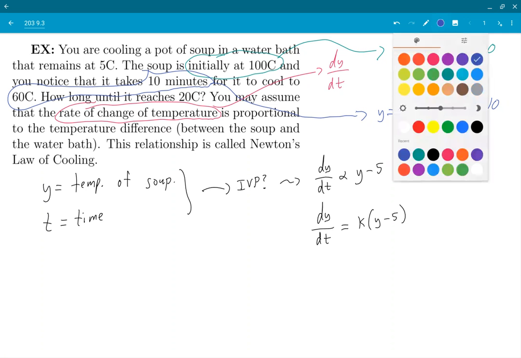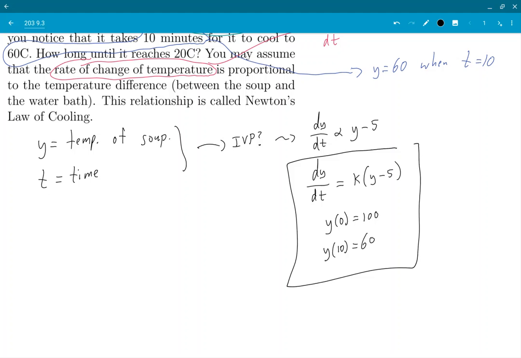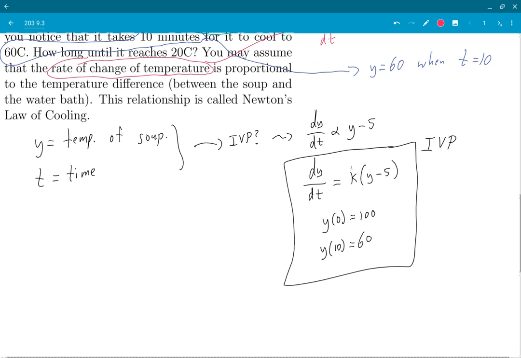So my IVP, which I'm going to write down here, is y of 0 is 100, y of 10 is 60. So there is my initial value problem. Here I have two initial values. Why might I need those? Well, I need those because I already have a constant right here that I want to resolve. And when I do an integral, I'm going to have this plus c, which would be a second constant. So I will, in fact, be using both of these data points.